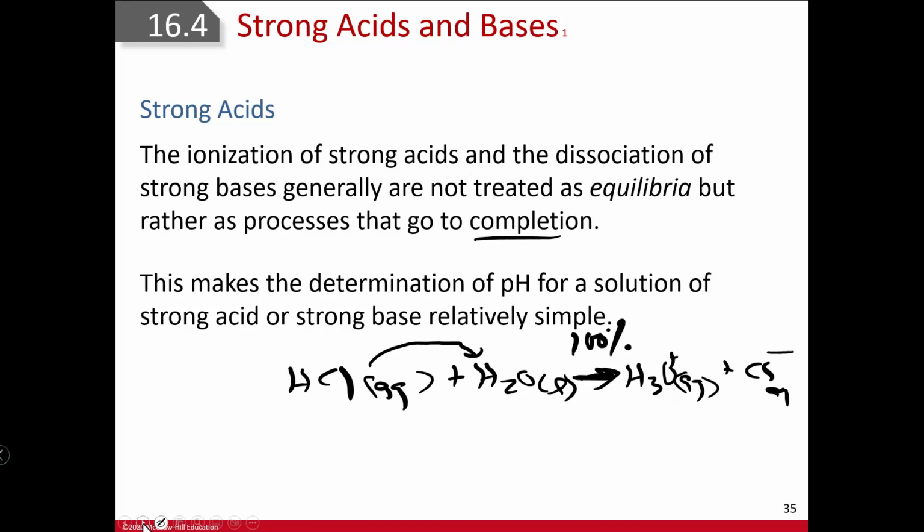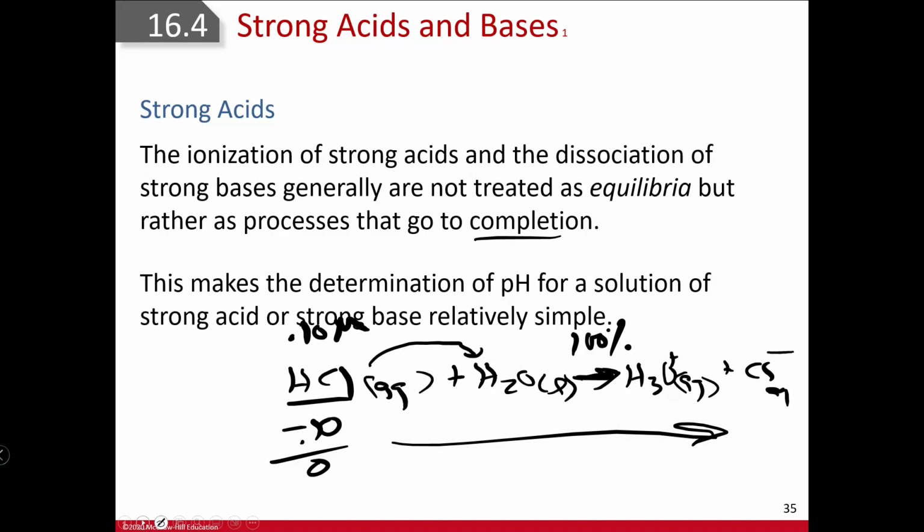All right? So there's no equilibrium here. Equilibrium means it's reversible. It can go back and forth. That doesn't happen with the strong acids. They go 100% to completion. So if this is 0.10 molar hydrochloric acid, at the end of this reaction, if you did an ice table, this would be minus 0.10, and the equilibrium value would be 0. Over here, you would have 0 plus the gain of 0.10, and so the equilibrium value would be 0.10 molar. And then you take the negative log of that, and you get a pH of 1.